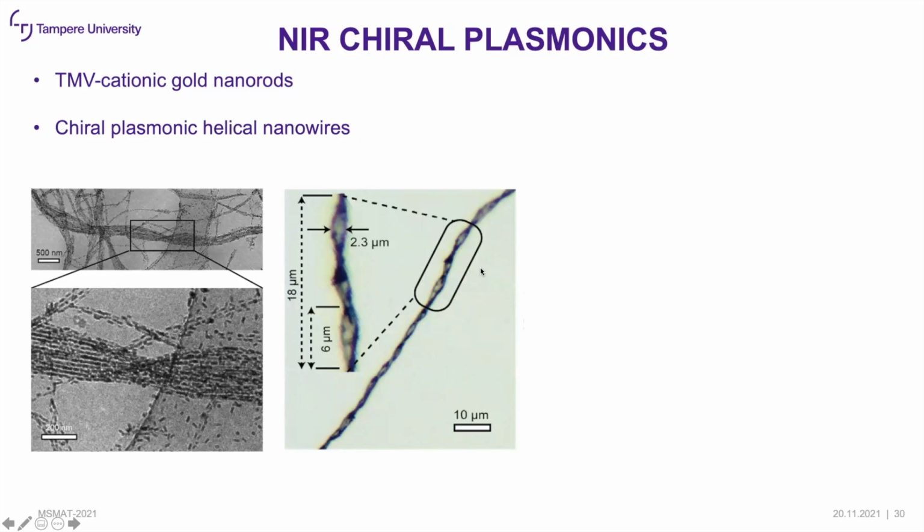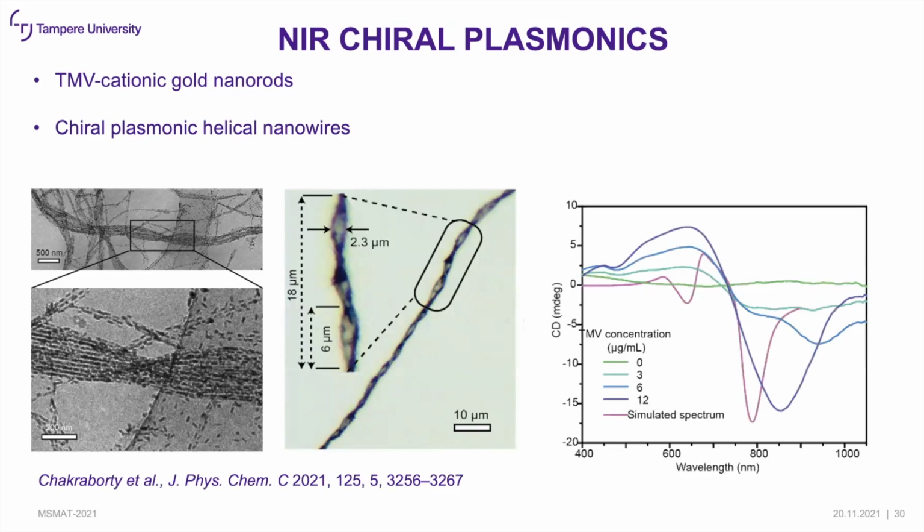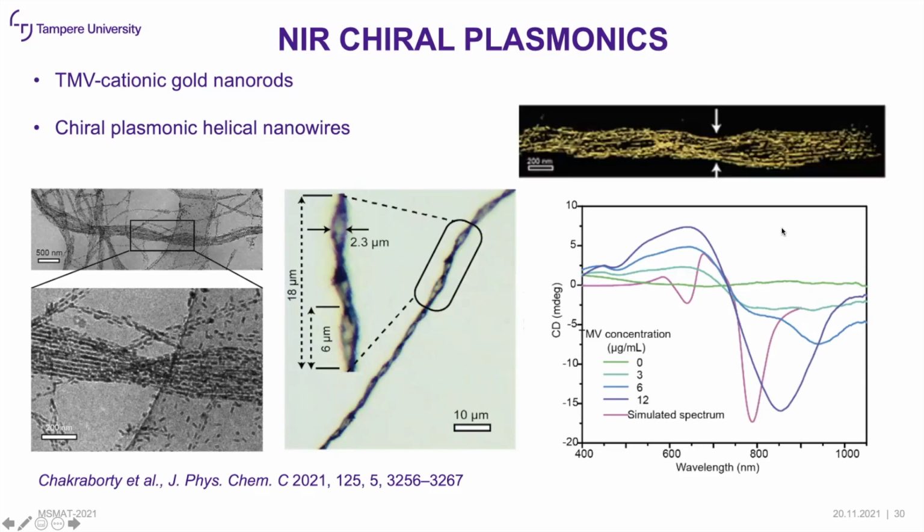So we are not only changing the nanoparticle, but also we are moving to other length scales here. And it's also beautiful because we can now start to see nice NIR chiral plasmonic structures. And also from electron tomography, we can provide evidence that it has a right-hand helical structure.